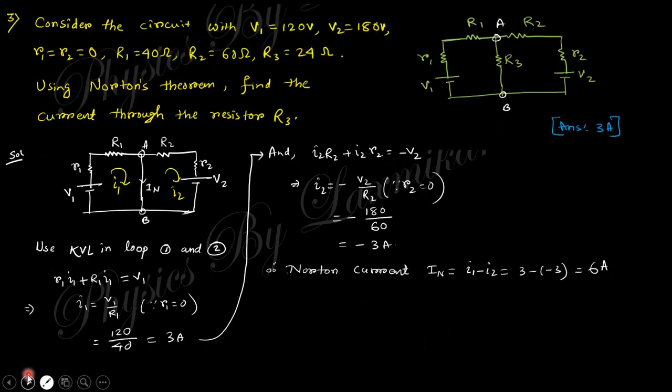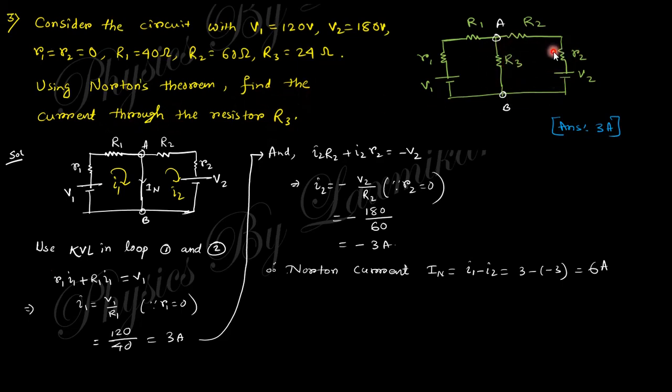Next question. The next question says consider the circuit with V1, V2, small r1, small r2 as zeros, and capital R1, capital R2, capital R3 given. So this is the circuit where all the values are given. Using Norton's theorem, find the current through this resistor R3.